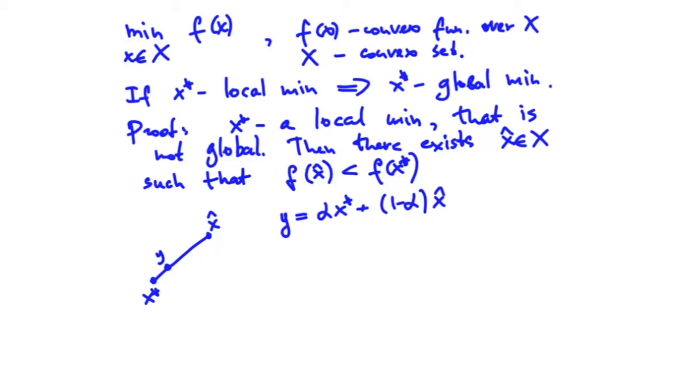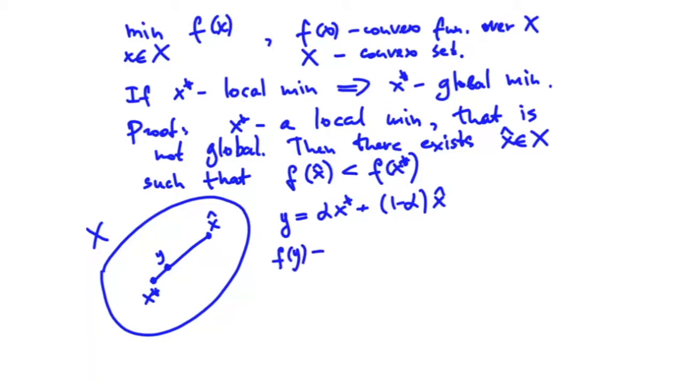But first, because y is a convex combination of x star and x hat, and both x star and x hat belong to the set X, and the set X is assumed to be convex, it means that y must also belong to the set X by the convexity of X, right? Now let's look at f of y. So f of y is given by f of alpha x star plus 1 minus alpha x hat.